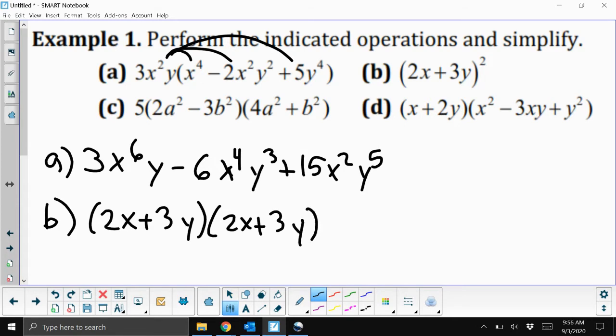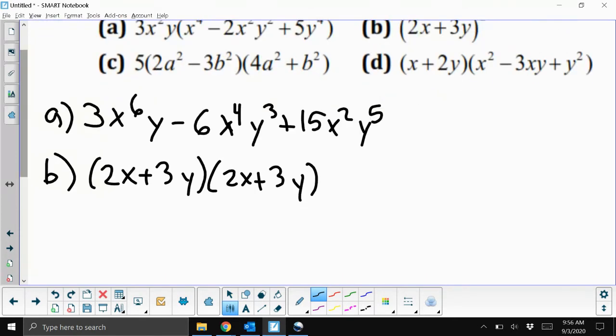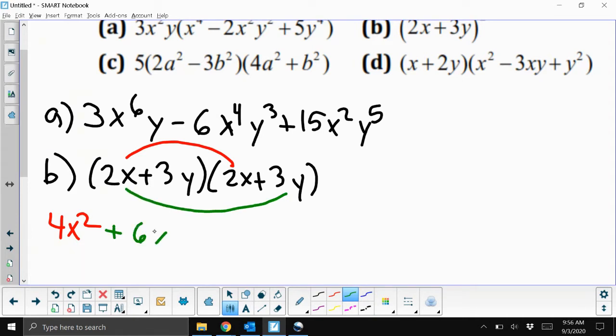All right, so with this one, I am going to use the FOIL method since I did the box method last time as the example. So I'm going to go first times first. That'll give me 4x squared. I'm going to go to my outer terms, and that's going to give me positive 6xy. I'm going to go to my inner terms, and I'll have positive 6xy again. And then my last two terms, 3y times 3y is positive 9y squared.